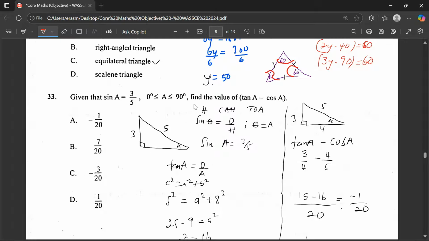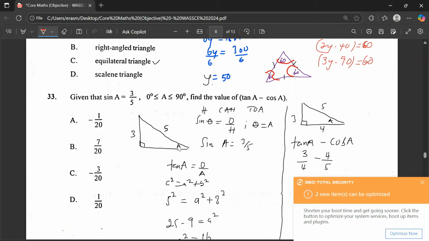So making use of the trig identities, we know that sine theta equals opposite over hypotenuse. Now, theta is now A from the question, right? So if this is theta or A, then 3 becomes our opposite side. Then 5 becomes the hypotenuse, right? That is it.